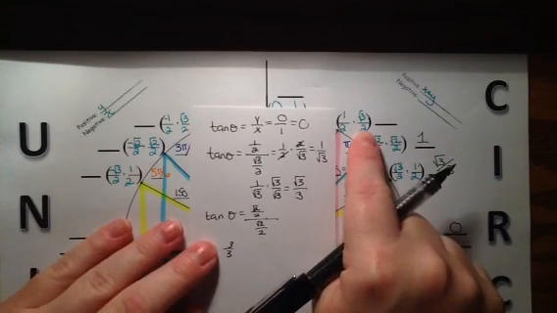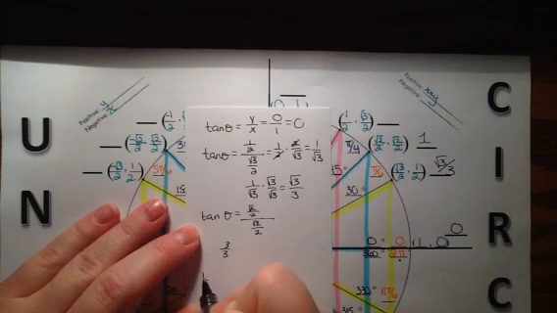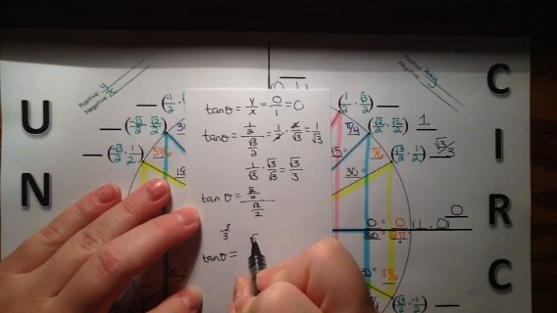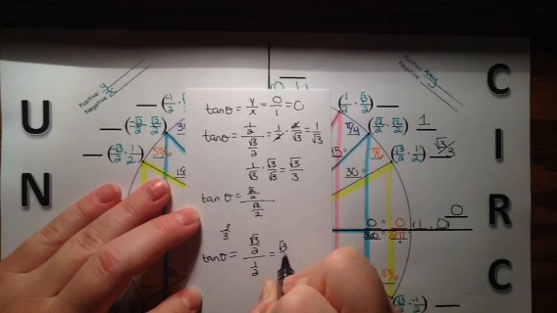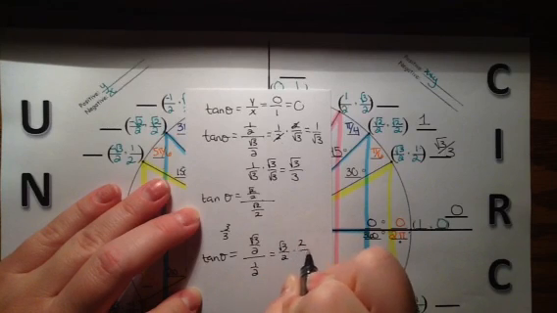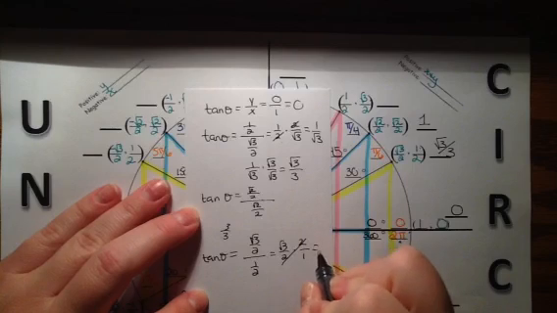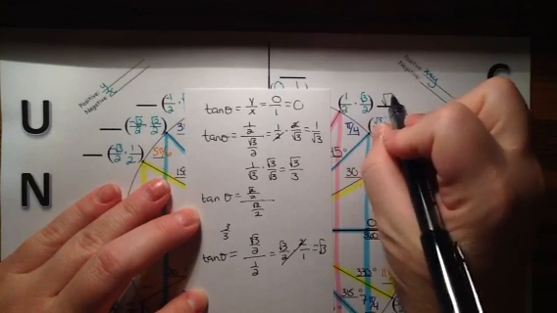And then the last one right here, we're going to do y divided by x. So I'm going to get root 3 over 2 over 1/2. So root 3 over 2 times 2 over 1. The 2's cancel out. You're left with just root 3.